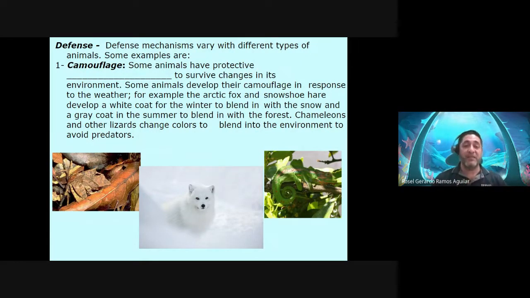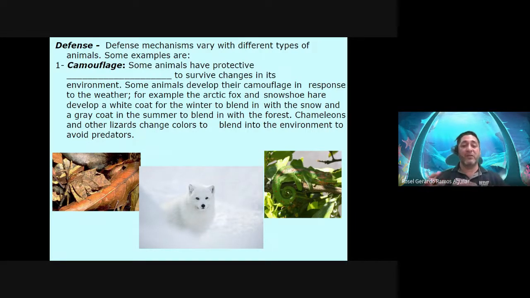Then we have defense. Defense mechanisms vary with different types of animals. Some examples: camouflage. Some animals have protective fur to survive changes in the environment. For example, some animals develop camouflage in response to the weather. The Arctic fox and the snowshoe hare develop a white coat for the winter to blend in with the snow, and a gray coat in the summer to blend in with the forest.